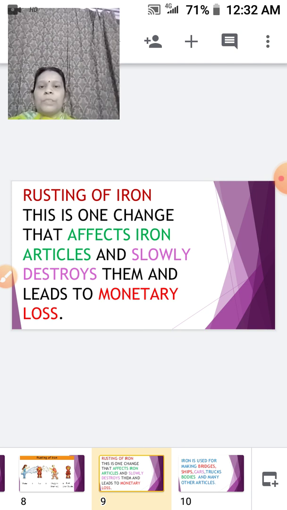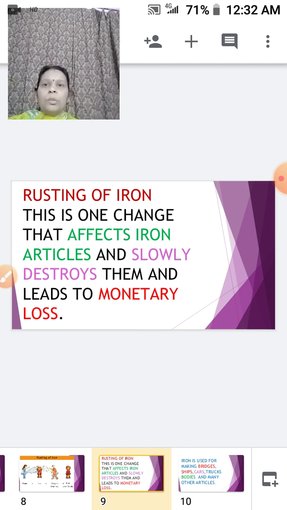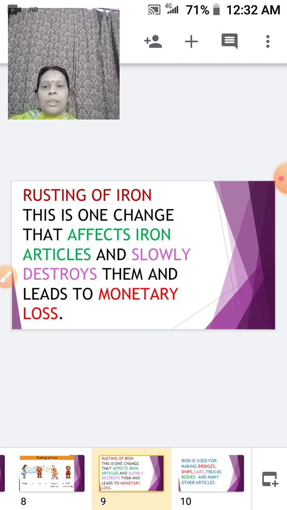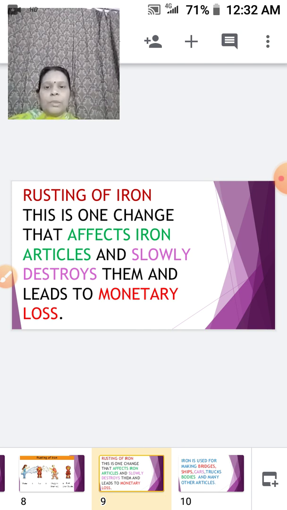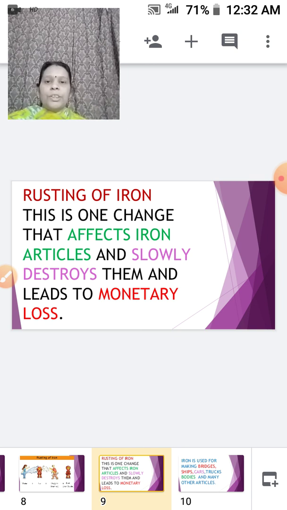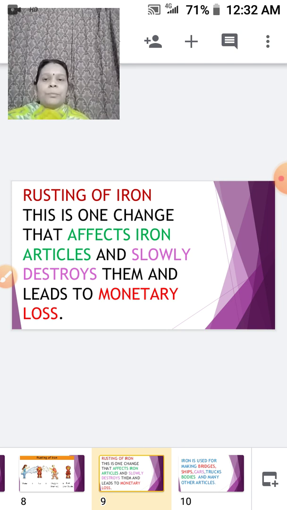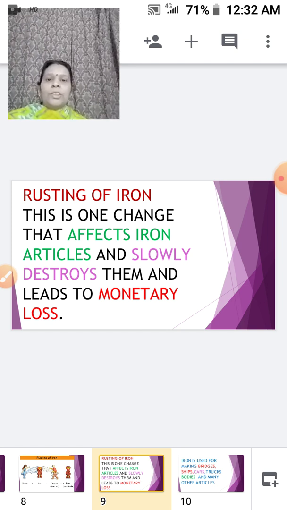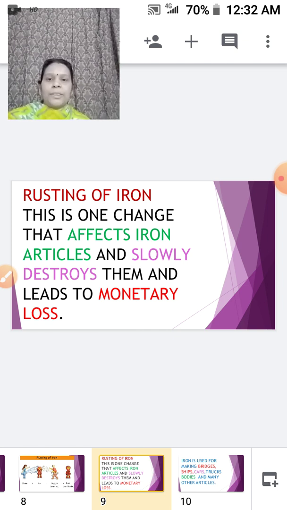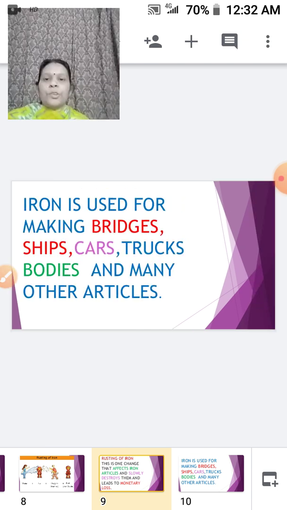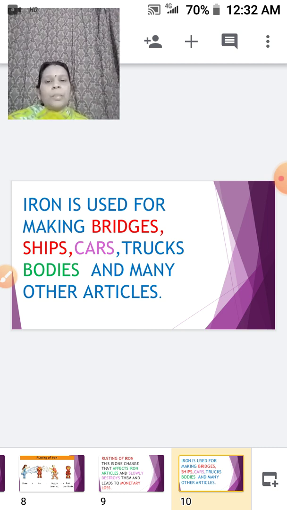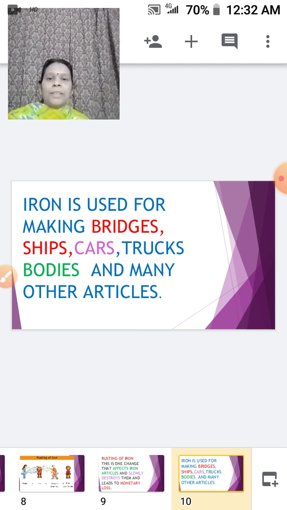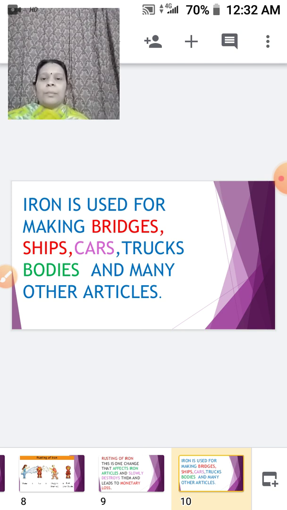It is one of the changes which affects the iron articles and then slowly and slowly destroys them and leads to the monetary loss. Why we say it's a monetary loss? Because when we buy something and when it gets wasted, that means we are wasting our money. So it is considered to be a monetary loss. So this iron metal, when gets reacted with oxygen and water, they undergo the process of rusting, and thus these articles are destroyed. As you know, iron is used for making the bridges, ships, cars, truck bodies, many of our vehicles, many of the appliances that we use in our home, in our day-to-day life, and many other articles.